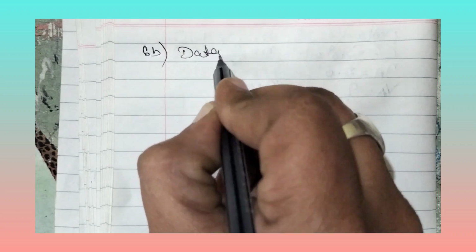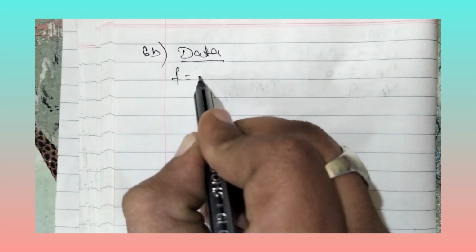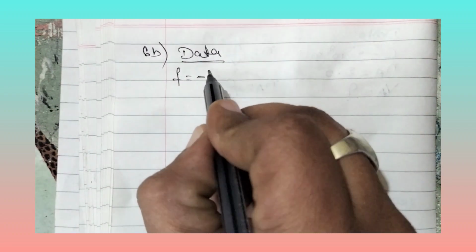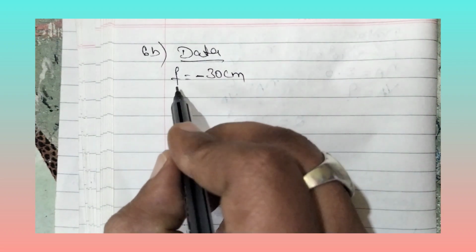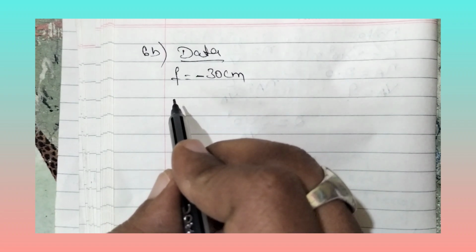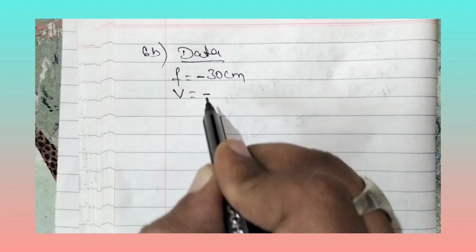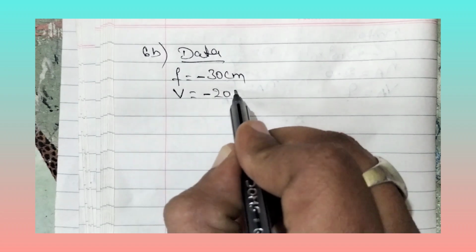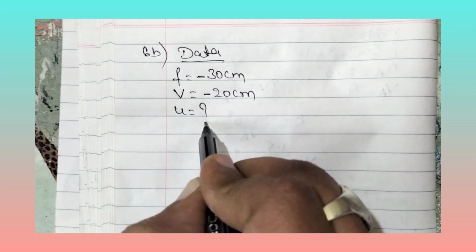So 6B. In the data, let us make a list: the focal length of a concave lens. For concave, the focal length is always minus, so minus 30 centimeter. Then, at what distance should the object be placed from the lens so that it forms an image 20 centimeter from the lens? In a concave lens the image is always virtual and erect, therefore the image distance is also minus, minus 20 centimeter. This is the focal length, this is the image distance. Now we have to calculate the object distance.